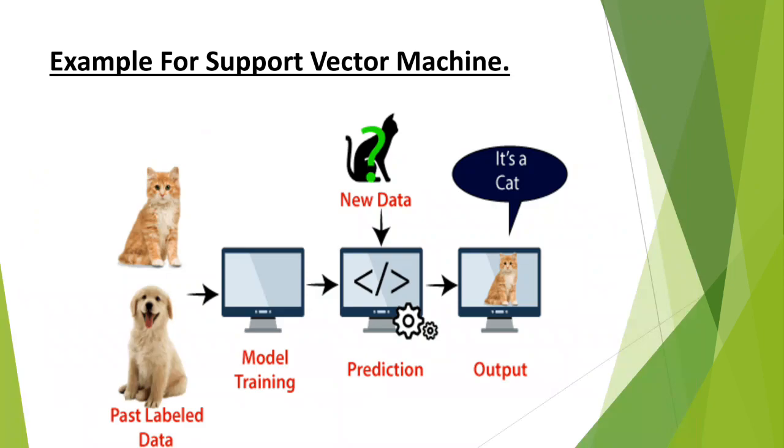We will first train our model with lots of images of cats and dogs so that it can learn about the different features of cats and dogs, and then we test it with this strange creature. So as support vector creates a decision boundary between these two data, cat and dog, and chooses extreme cases which are support vectors, it will see the extreme case of cat and dog. On the basis of support vectors, it will classify it as a cat. Consider the below diagram.